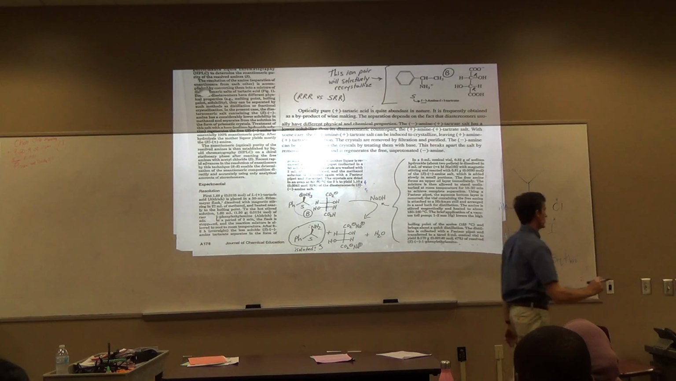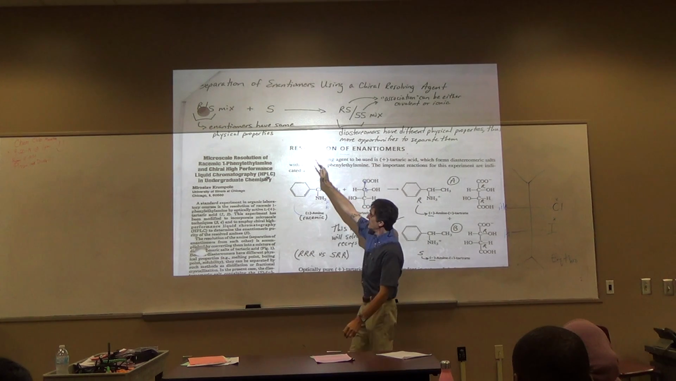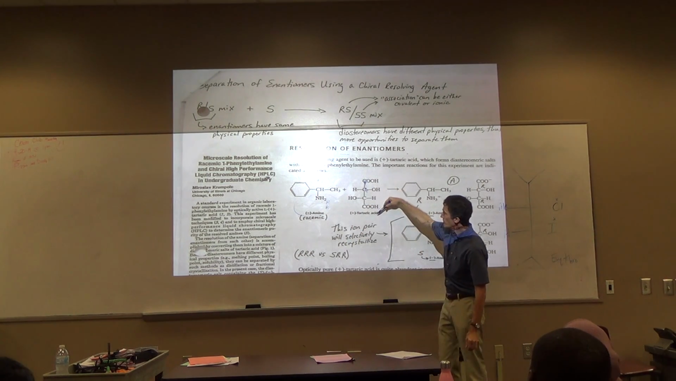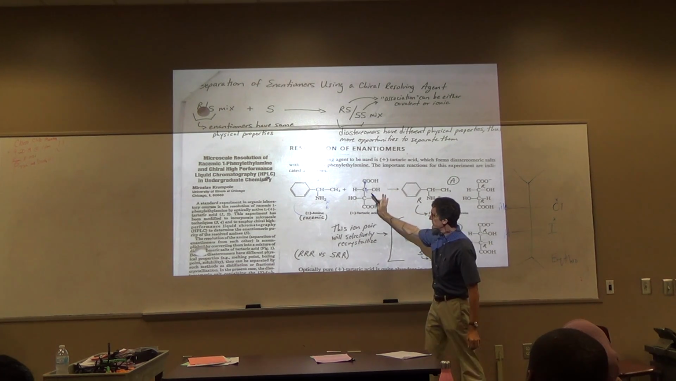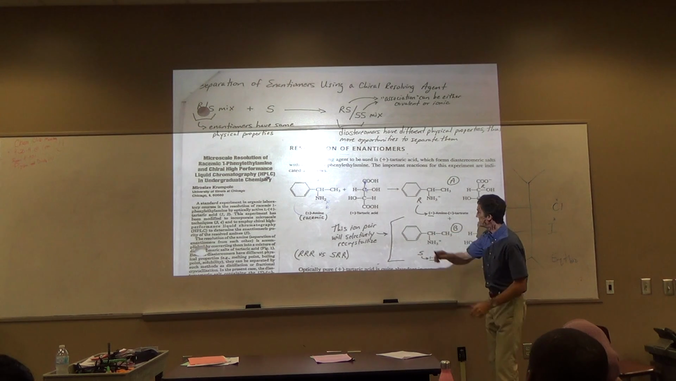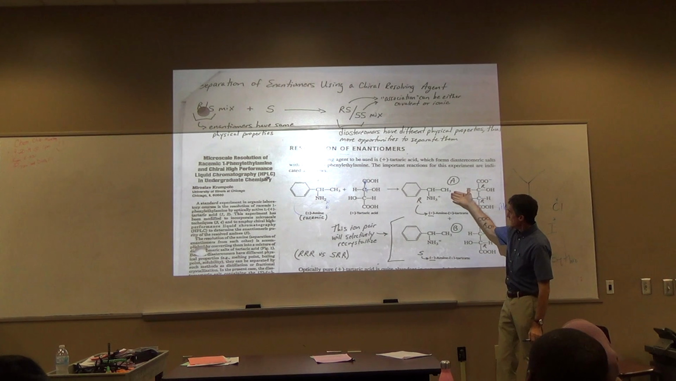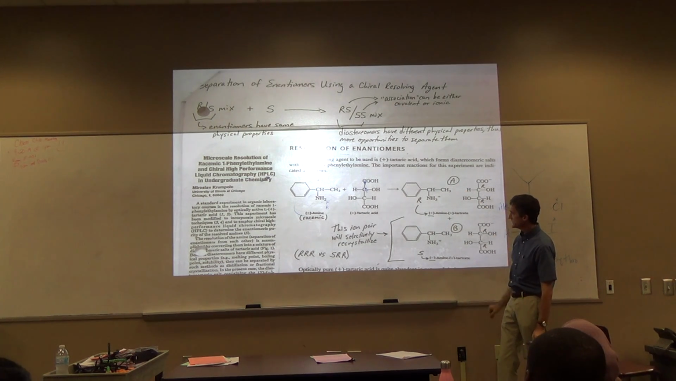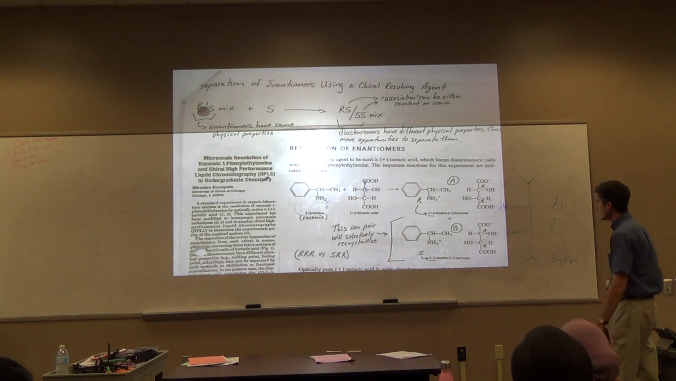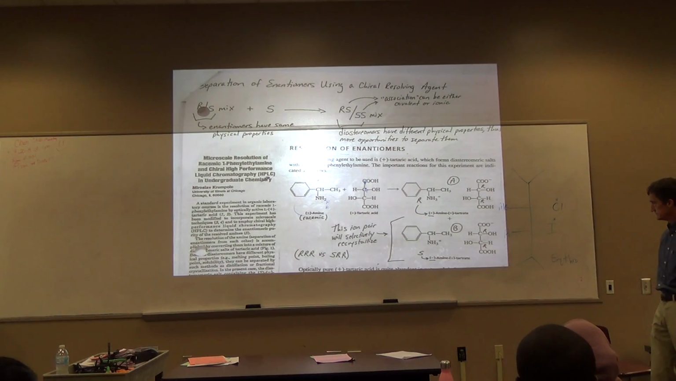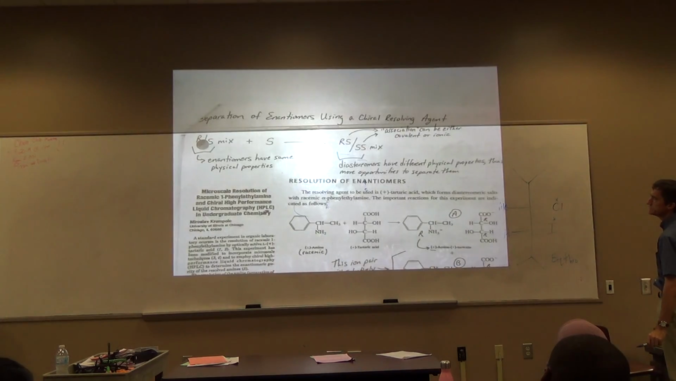In this scenario, the tartaric acid up there, the R,R thing, is called a chiral resolving agent. And it worked by reacting with this and converting the amine to two different ion pairs. And they're diastereomers, and in this case, one selectively recrystallized. So, that's an example.